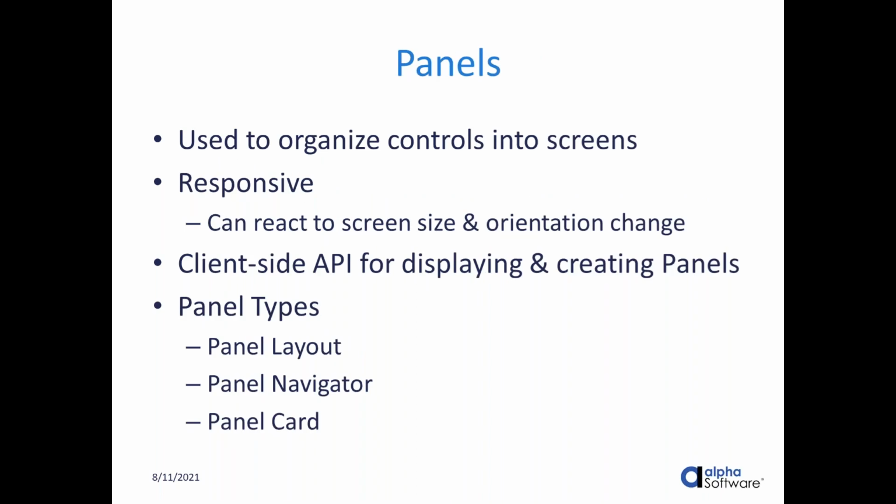But the other types of controls we have are panels. Think of panels as being screens. They're responsive. They're used to organize your controls into different views. They can react to your screen size and orientation change. They are the best choice for building layouts for mobile applications. They also have a client-side API for manipulating which panel is being shown, and also for dynamically creating panels. And there are only 3 major types of panels right now. We have a panel layout and a panel navigator, which are for configuring the layout of panel cards, and all these things can be nested within each other.